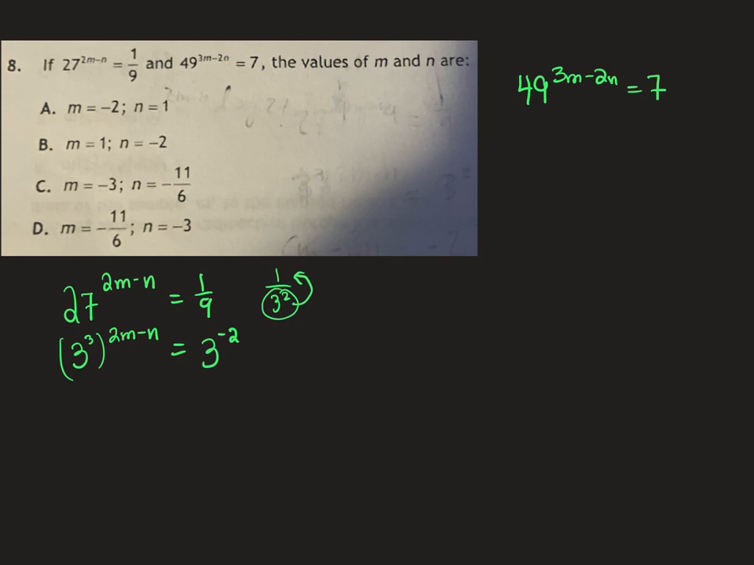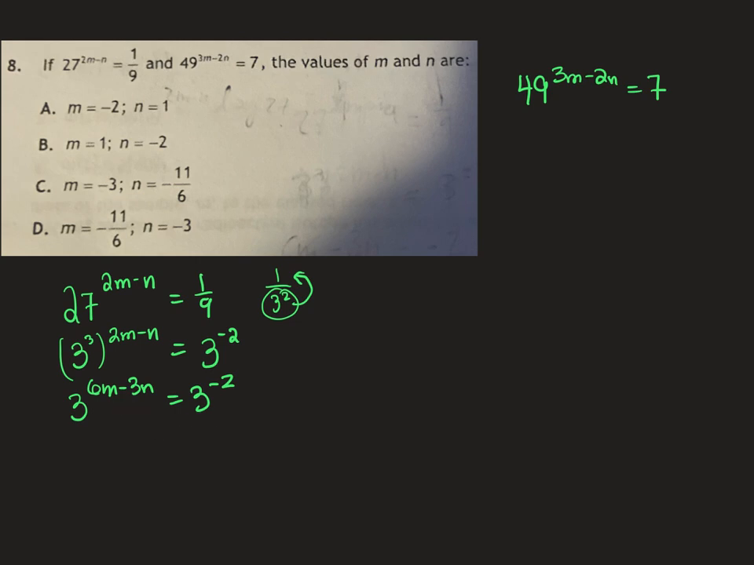All right, so we're getting there. We just need to do exponent of an exponent on the left-hand side by multiplying those exponents. So we have 3 to the exponent of 6m minus 3n equals 3 to the negative 2. All right, now that we have one power on the left-hand side, one power on the right-hand side, they both have a common base of 3.